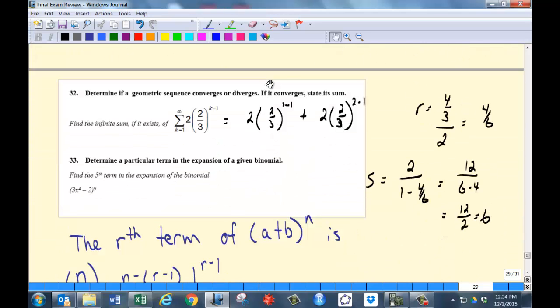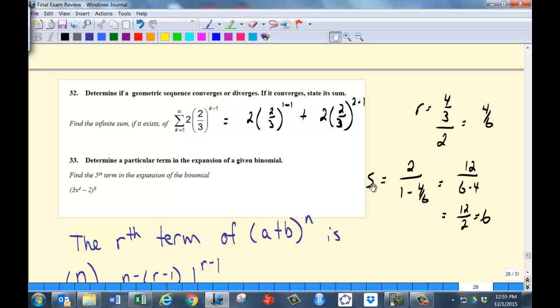Okay. So the last couple here, just write out the first couple of terms. So 2 2/3, 1 minus 1, and then 2 2/3, 2 minus 1. So these are the terms here, and we get 4/3 and 2, and so the common ratio is 4/6, which means it diverges.